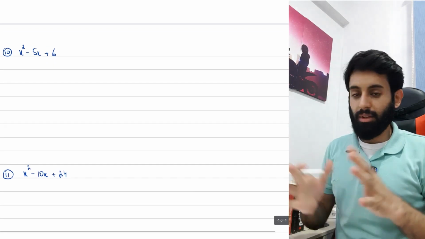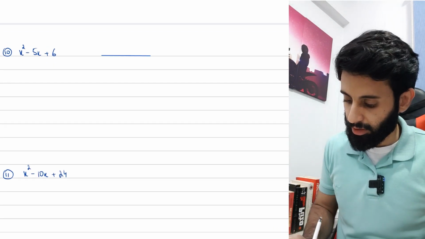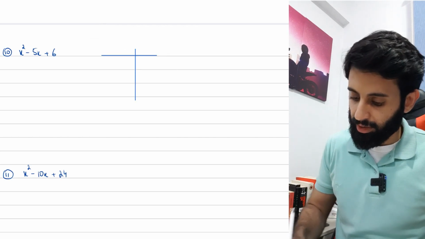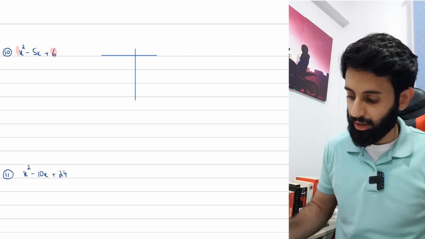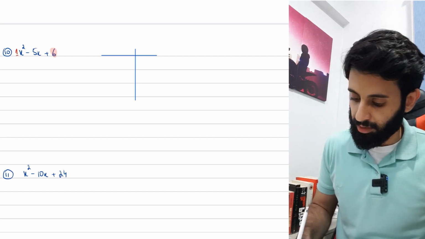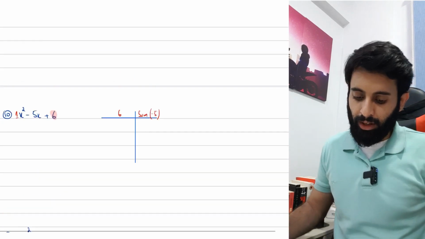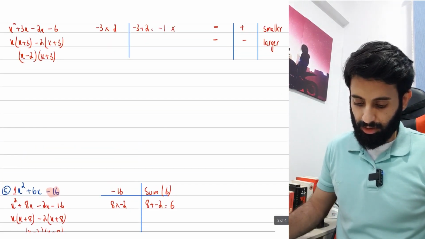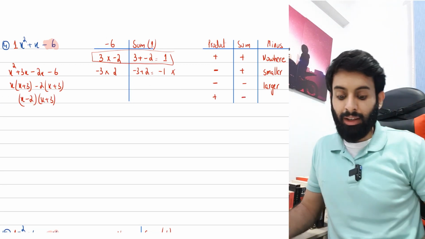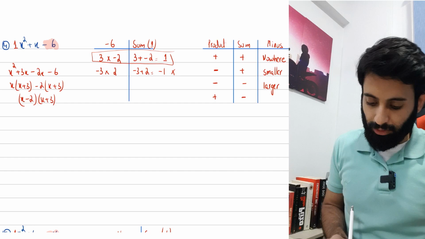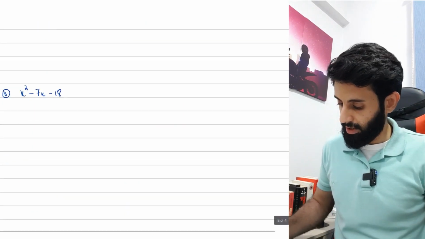Okay, and now I come to the third and the final category of questions where you have the product positive and the sum negative. So let's see what the product here is. The product is basically 6 times 1, so that's positive 6. The sum, however, is minus 5. Now this means that the product is positive, the sum is negative. Now where exactly do you put the minus sign? Where do you put the minus sign? With both the terms. Okay, let me show you what it means.